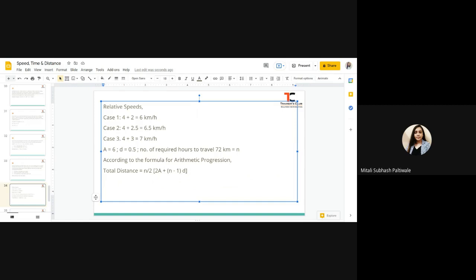Okay. Now let's just find out what is d. This is small d. Here total distance is 72, n by 2 will be n by 2 only because n is not given. We have to find number of times. So when will they meet? That's what we have to find. Now 2 times of a, matlab this will be 12 plus n minus 1. N minus 1 will be as it is. And d is nothing but 0.5.